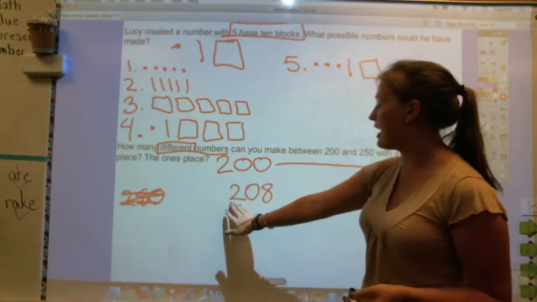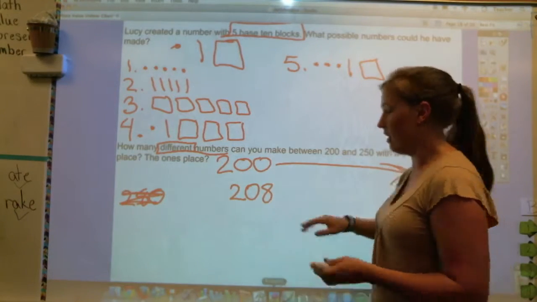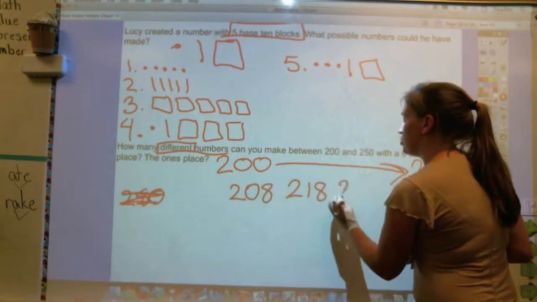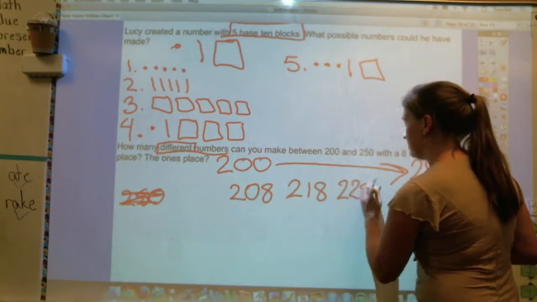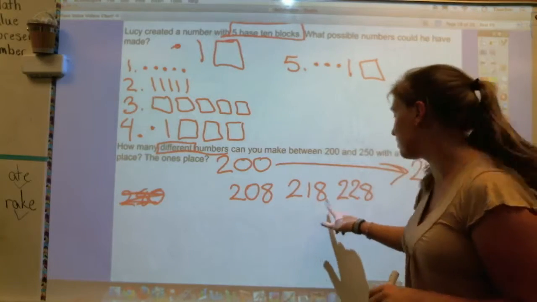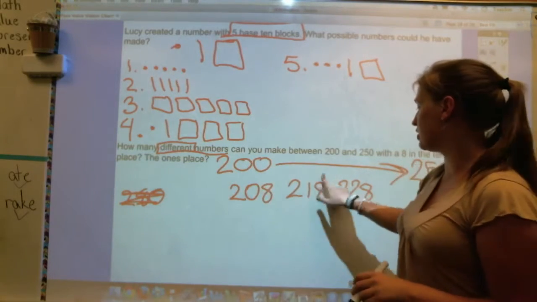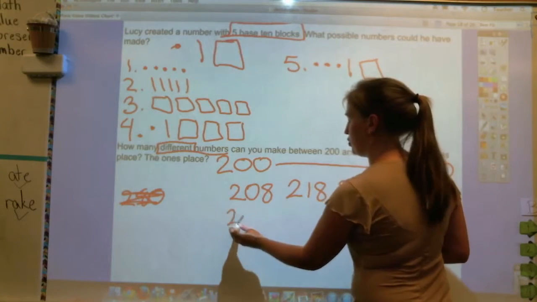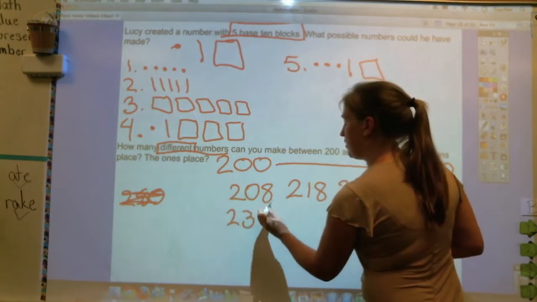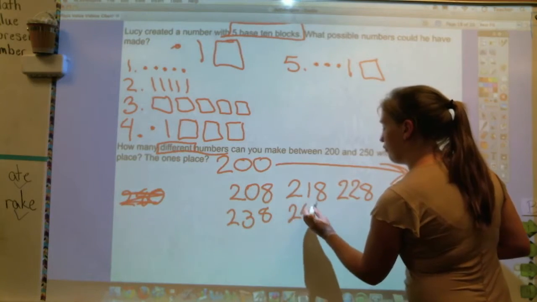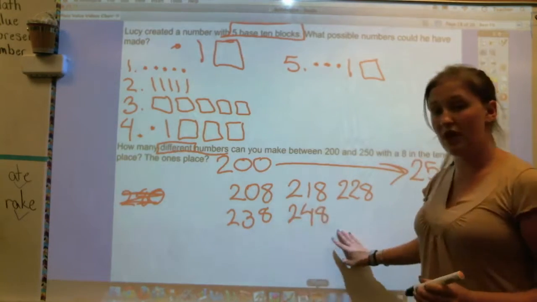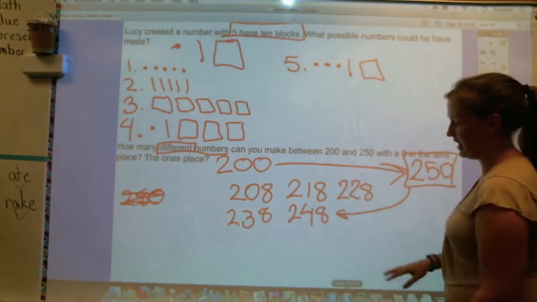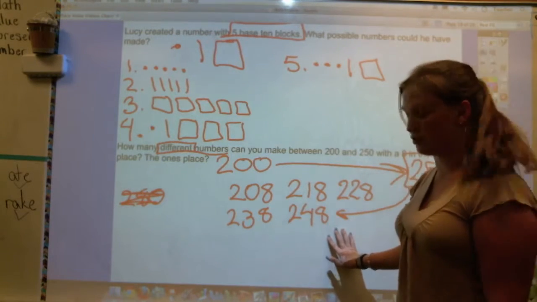Okay, so if I have 208, I know I could also have 218, 228, right? Doesn't say my tens place has to stay the same. I just need the ones place to stay the same. So then I could have 238 and 248. I have to stop there because my final number is 250, and that's only 2 away from 248.